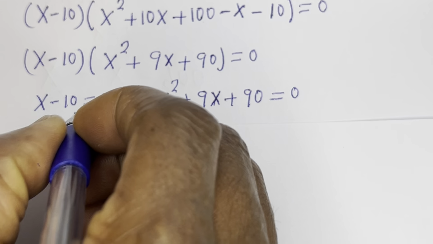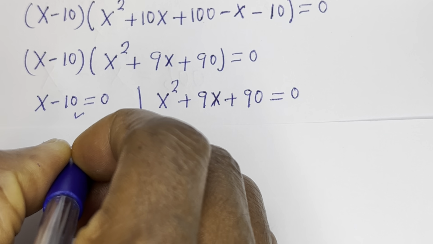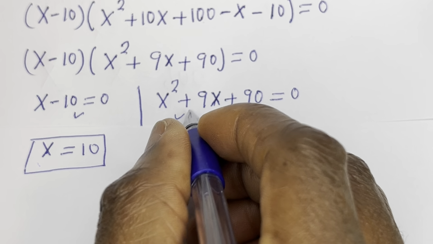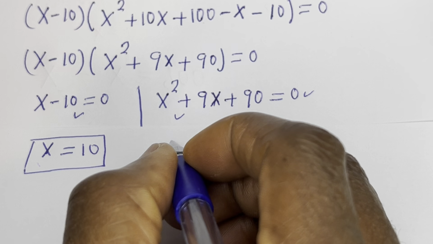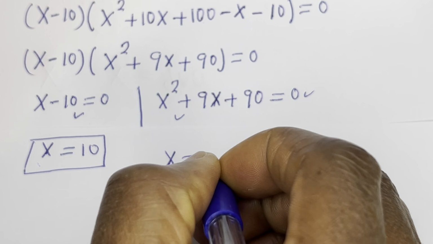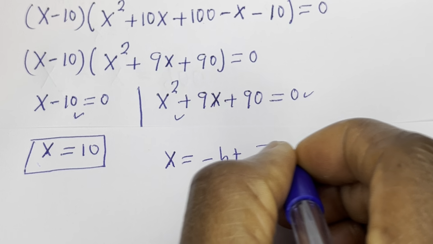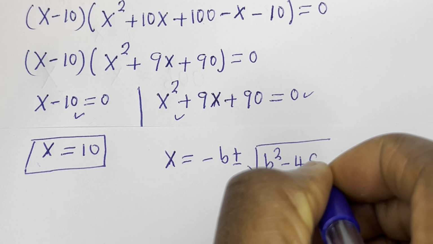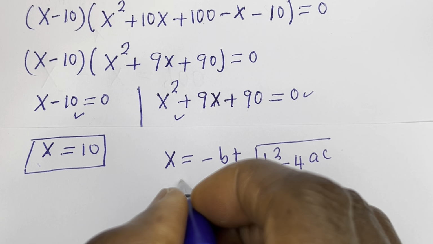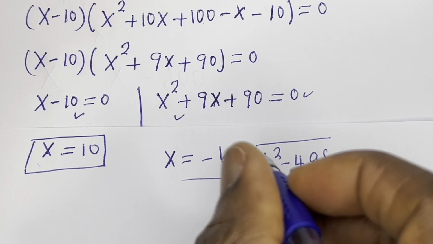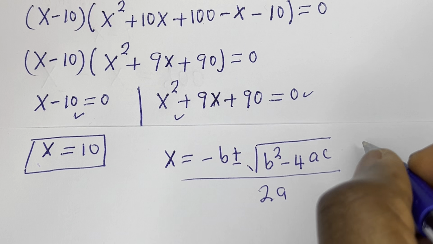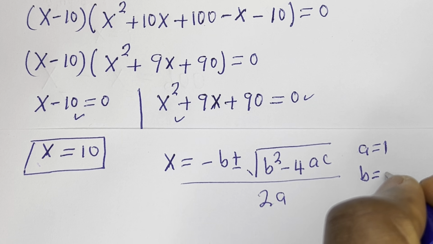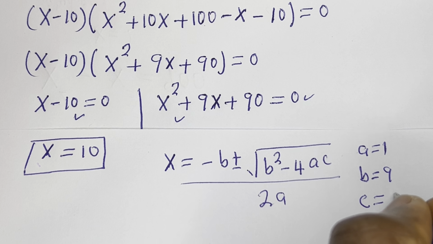Then from the first case here, s is equal to 10. This is the first value of s. Also from here, this is a quadratic equation. Let's solve it using quadratic general formula. We have s is equal to minus b plus or minus square root of b squared minus 4ac over 2a. And from this equation, a is equal to 1, b is equal to 9, c is equal to 90.